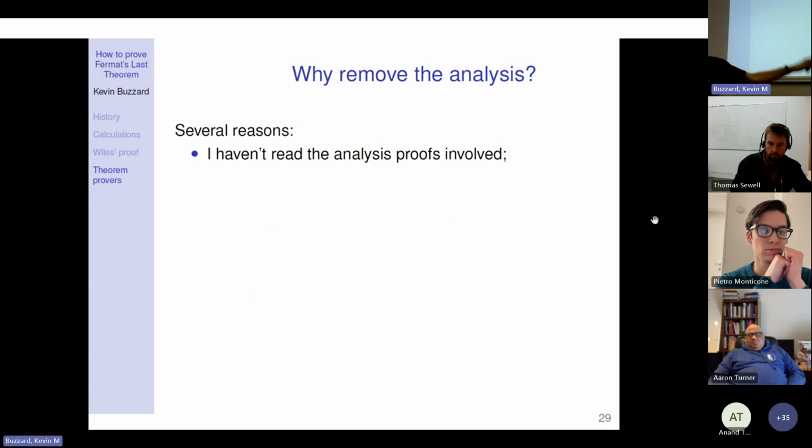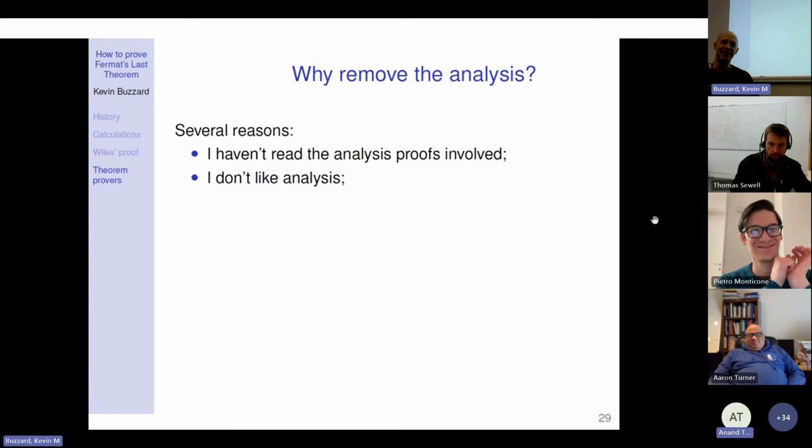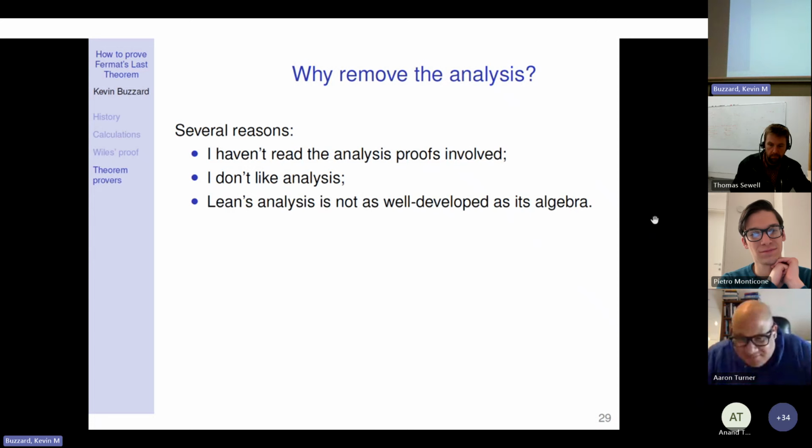So why am I trying to remove the analysis? Firstly, that's the part of the proof I understand the least, because actually I've never liked it. When I was an undergraduate in third year, I was just doing algebra. I don't like analysis, and so I don't like formalizing it. And the algebra part of the proof I've read. I was a student of Taylor when it all happened. I've read the algebra part of the proof, but not the analysis.